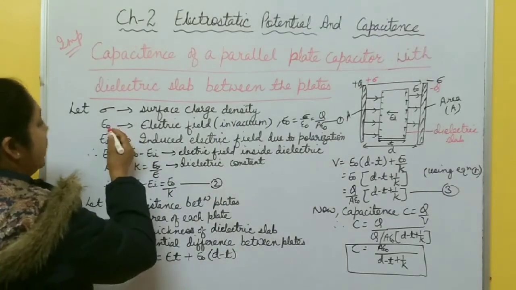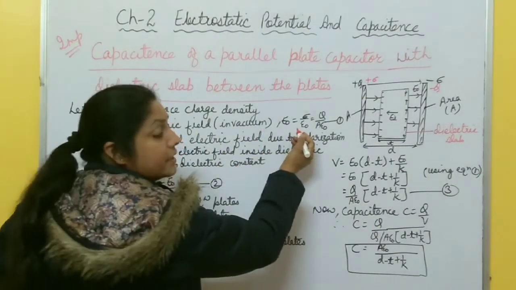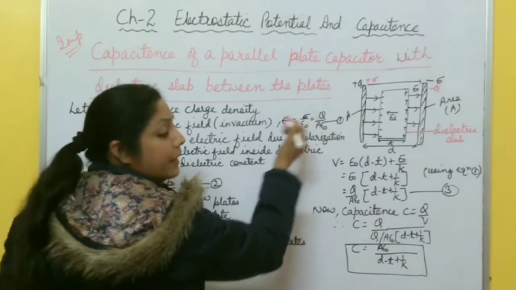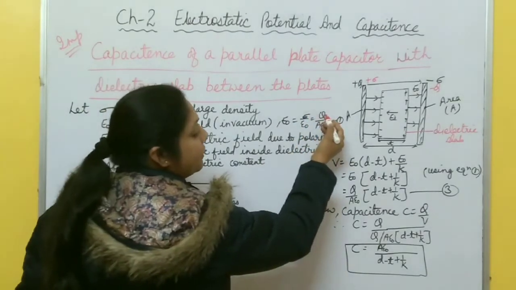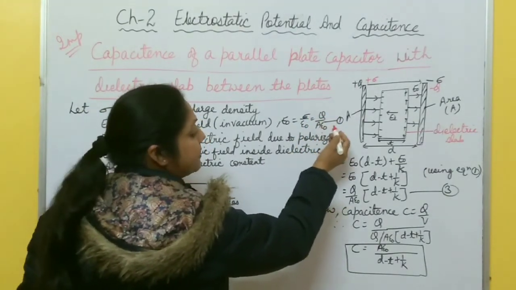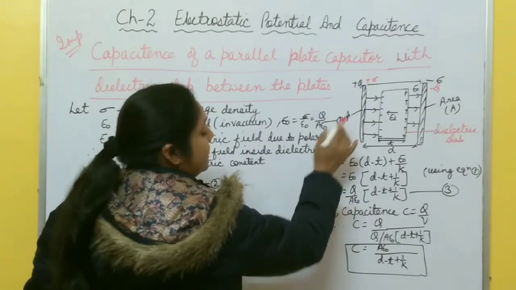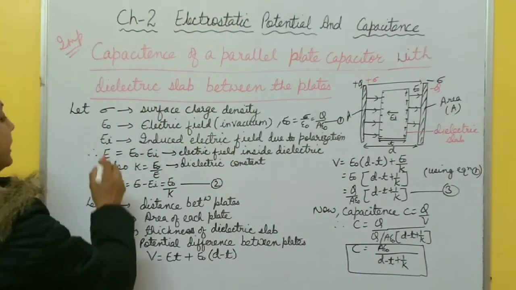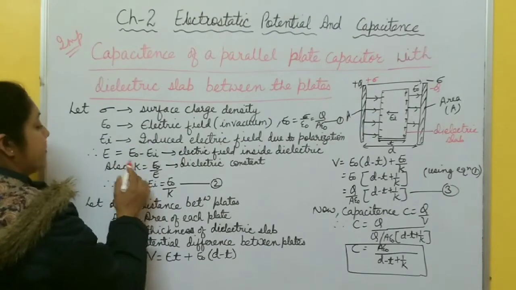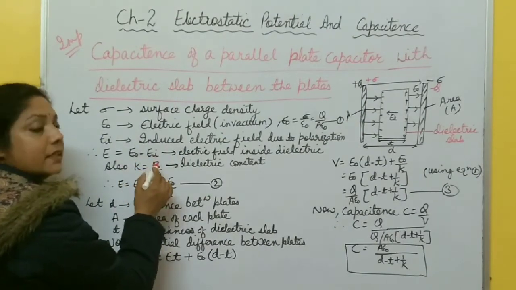And also you know E naught is the electric field between the plates in vacuum. It is given by sigma by epsilon naught, where sigma is the charge per unit area, so Q by A epsilon naught. Okay, this is equation number 1. And the electric field inside the dielectric is E equal to E naught minus EI.